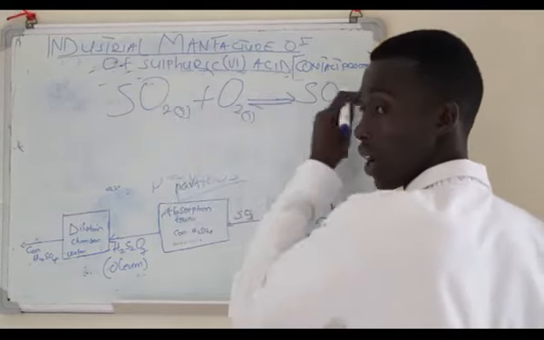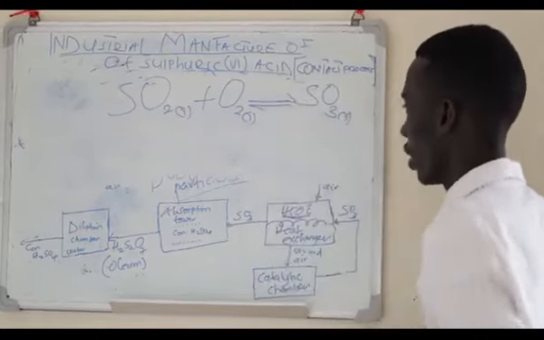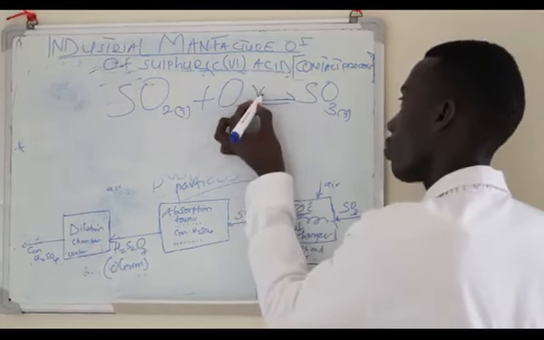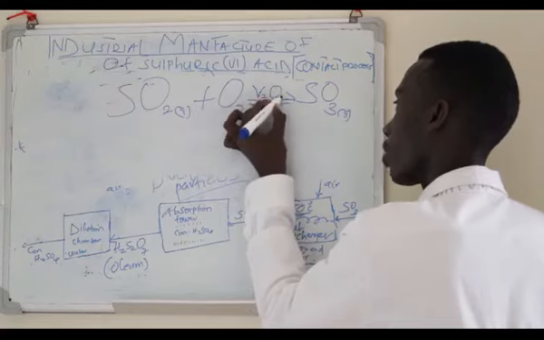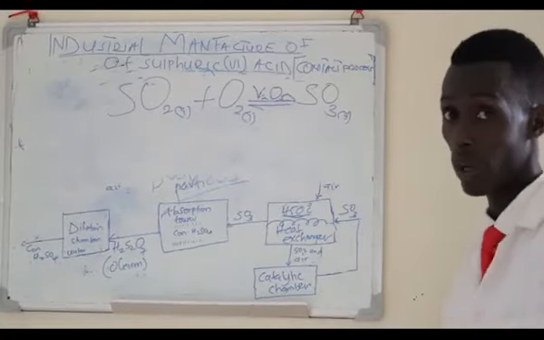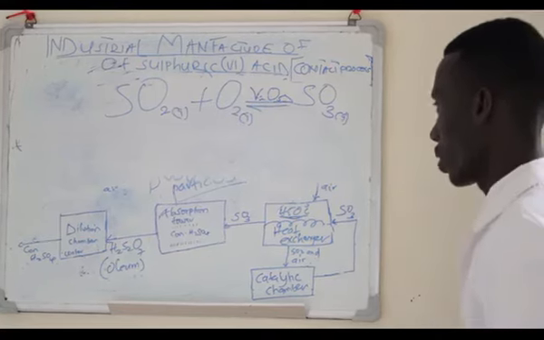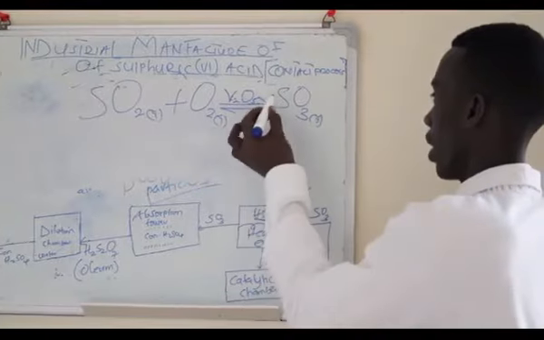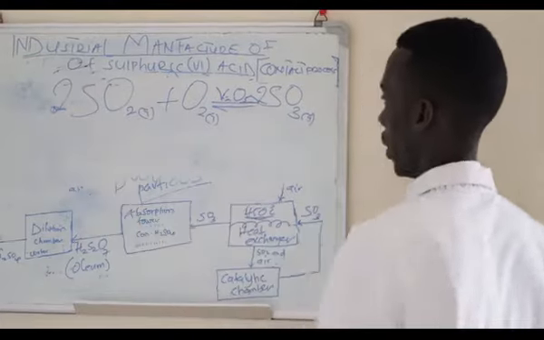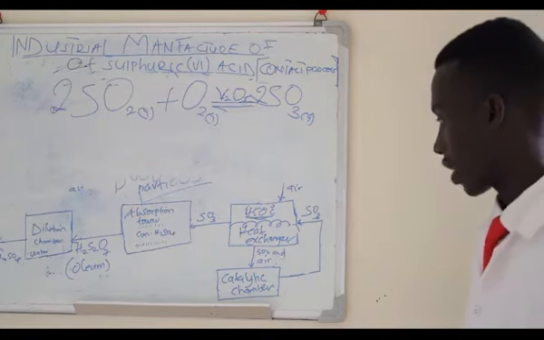So it can go both forward and backward, and it is supposed to be indicated this way. You need to indicate the catalyst. The function of the catalyst is to speed up the rate of a chemical reaction. Our catalyst here is vanadium, and we have seen why it is preferred to platinized platinum. You can balance this one by putting a 2 here and another 2 here. So this is the equation that takes place in the catalytic converter.